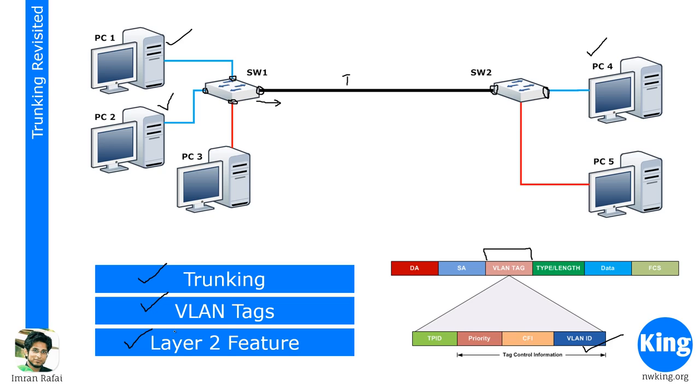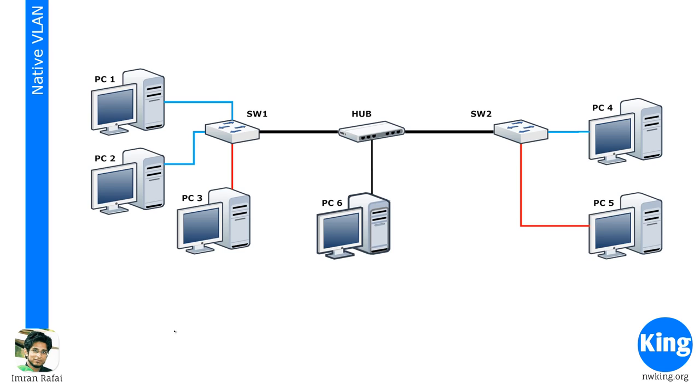So basically, this is a layer 2 feature, and only the switch would be able to understand. Right, so knowing this much, let's get into today's topic. So we start with a concept called native VLAN. Now you might ask, what is native VLAN? So let's discuss that.